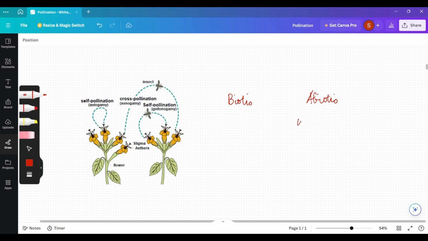Abiotic agents can be either wind or water, and biotic agents can be insects, animals, which includes everything. It can be a bird or an animal or a human being, any kind of living organism. If they play a major role as a pollinator, then they fall under the biotic agents. And now let's discuss the characteristics or uniqueness of flowers pollinated by these different agents. Let's start with the abiotic pollinators.